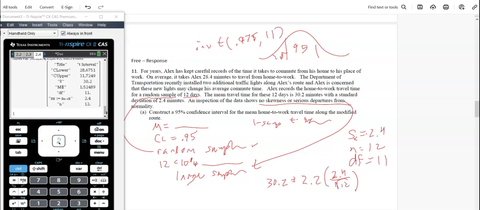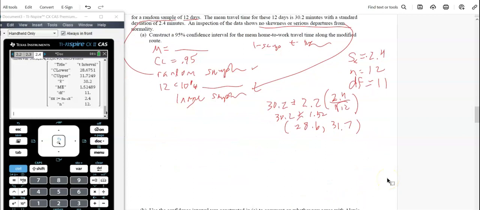And then you could, again, use your calculator at this point to say 30.2 plus or minus margin of error, which is 1.52. The lower bound is 28.6. The upper bound is 31.7. Okay, so we are 95% confident the interval from 28.6 to 31.72 captures the true mean of home to work commute time along the modified route.